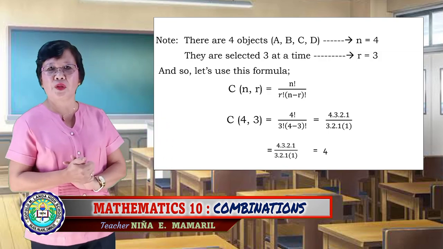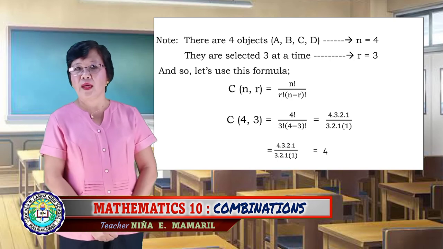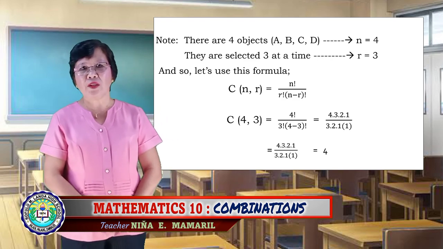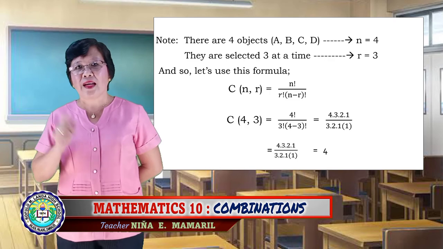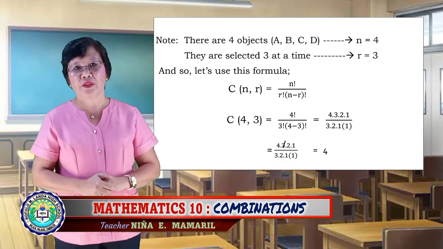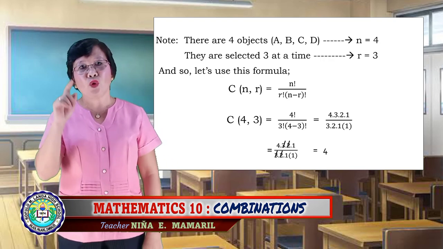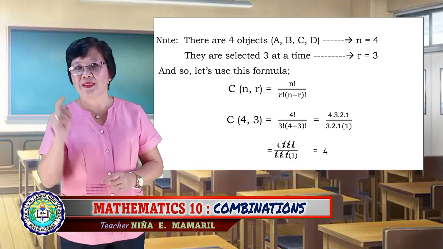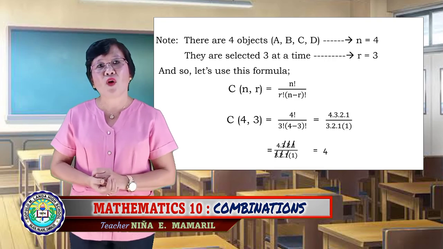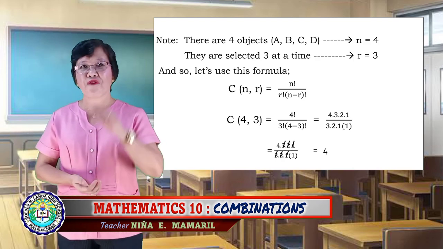Okay, let us continue now the solution. 4 times 3 is 12, and 12 times 2 is 24, times 1 is 24. Okay, but if you are going to observe, we can apply the cancellation method. We can cancel out now your common factors on your given numerator and given denominator, which are 3, 2, and 1. Since we canceled 3, 2, and 1 in the numerator and denominator, we have only 4 left. And meaning our answer is 4.